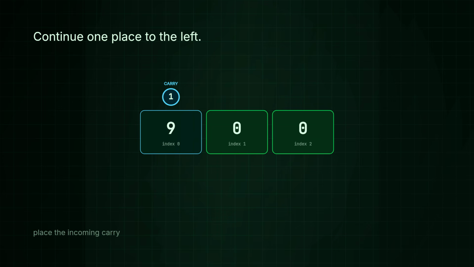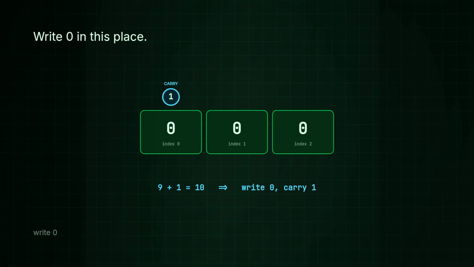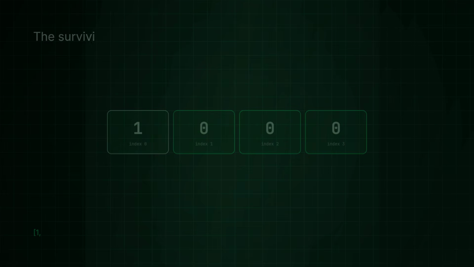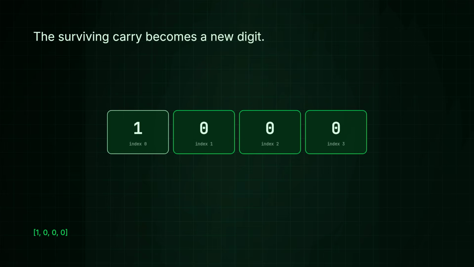9 plus 1 gives 10. 10 has a ones digit of 0, so write 0 into this array position. The tens digit of 10 is 1, so carry that one to the next position on the left. We have passed the leftmost digit, but one carry remains. It becomes a new leading one, giving 1000.